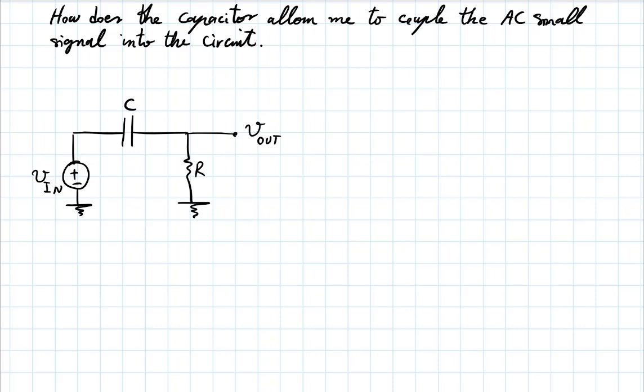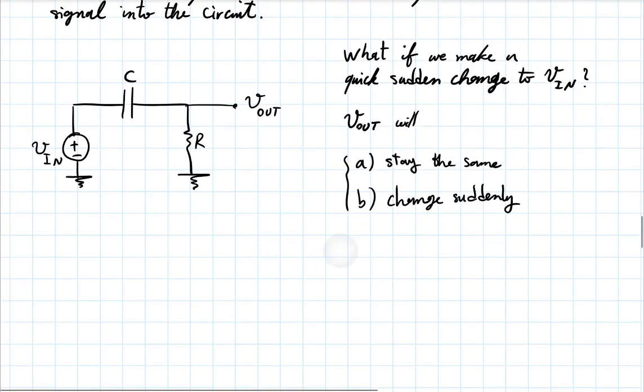What if I make a sudden change to V in? What will happen to V out? Will it stay the same? Let's do a clicker question. Change suddenly. What does a capacitor not like to do? A capacitor does not like a sudden change in its voltage, right? That's something we've been saying in the past.